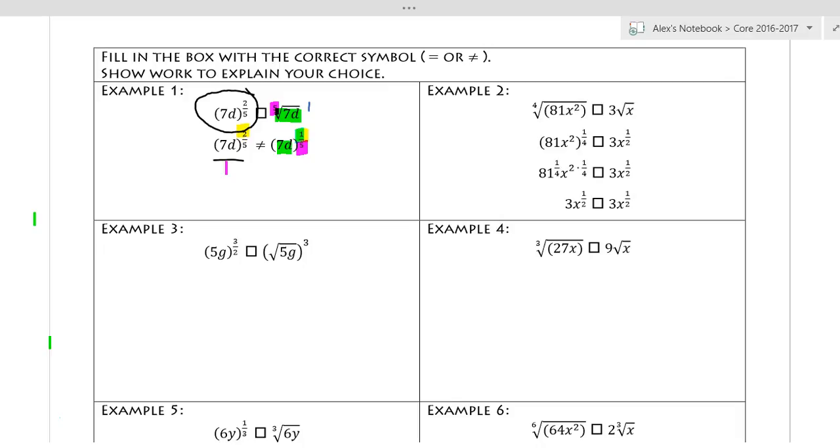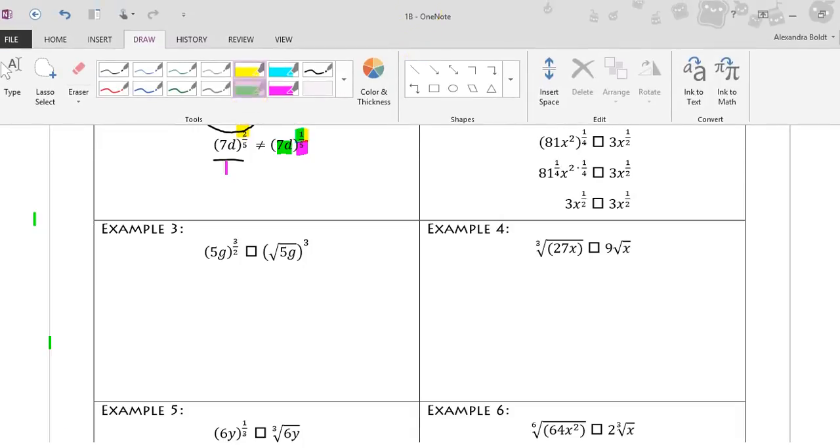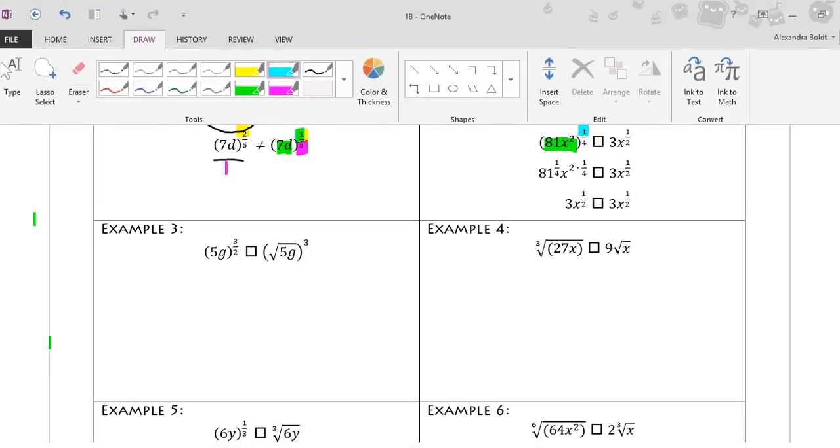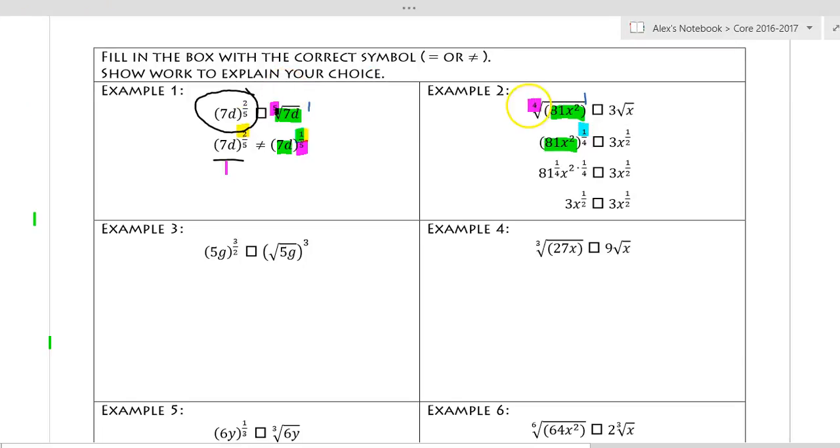All right, looking at example 2. Now, both of these, right, have a radical in them. So I have to switch both of them. If I look at the left side, I have the 4th root of 81x squared. The right side, I have 3 square root x. So, looking at the left side, 81x squared is all under the radical. So that's my base that gets put in parentheses. My exponent is simply 1. Right? So that becomes my numerator. And my root is 4. So that becomes my denominator.